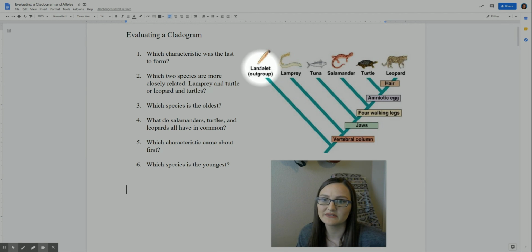So we have these organisms. We have the lancelet, the lamprey, the tuna, the salamander, the turtle, and the leopard. So those are the organisms that we are going to place on our cladogram or that are placed for us. And let's look at the characteristics.